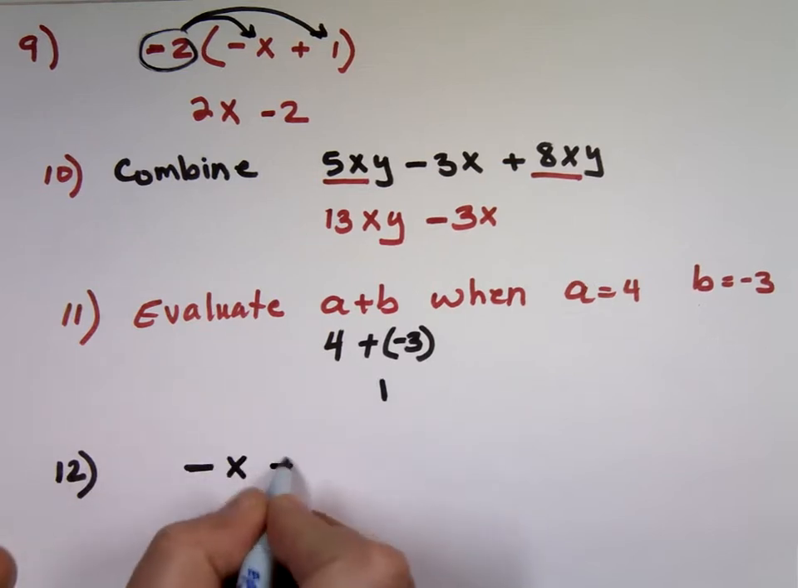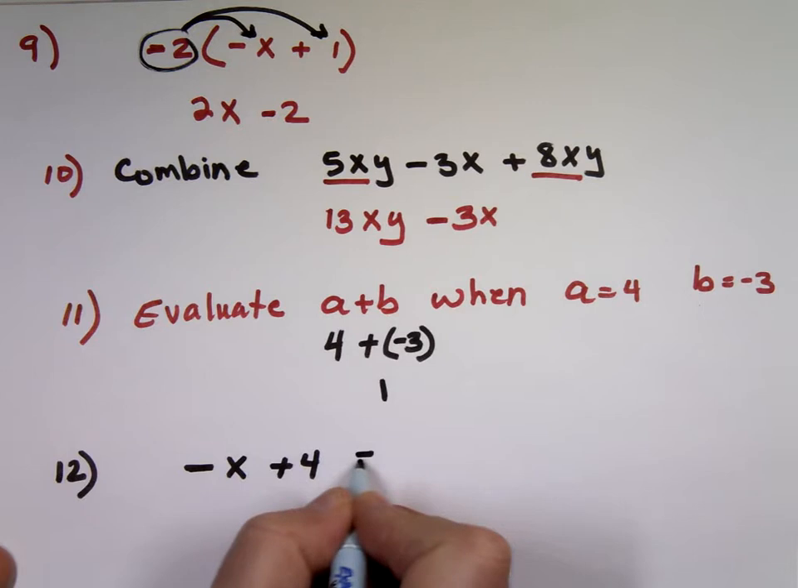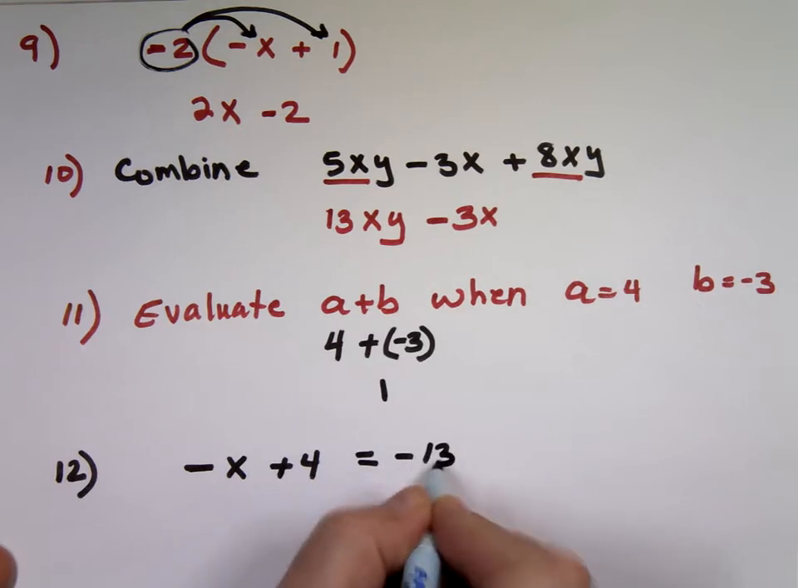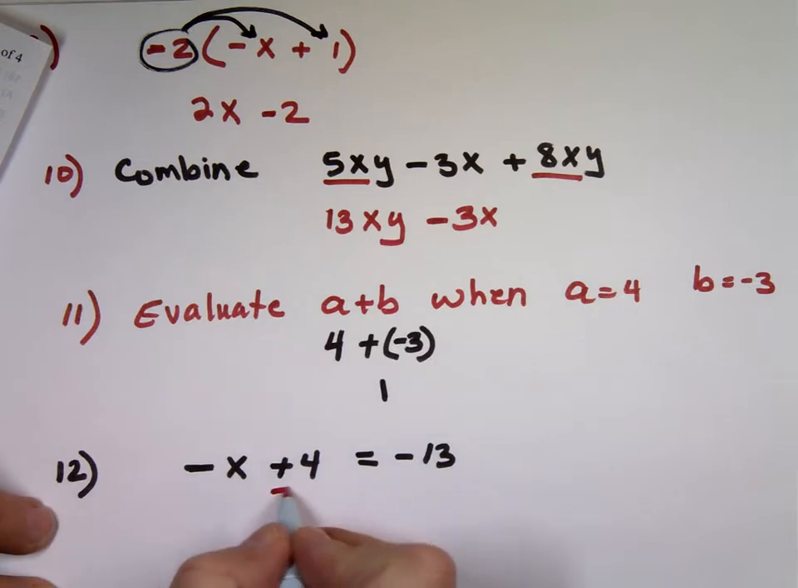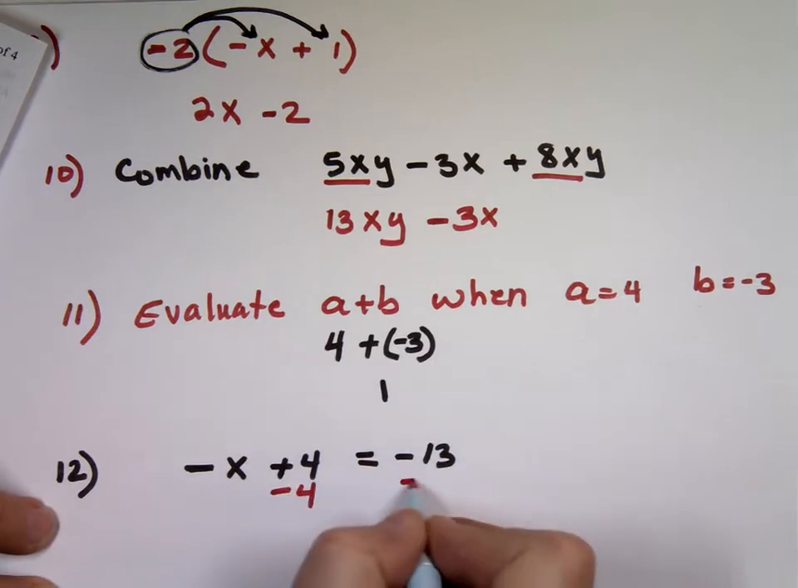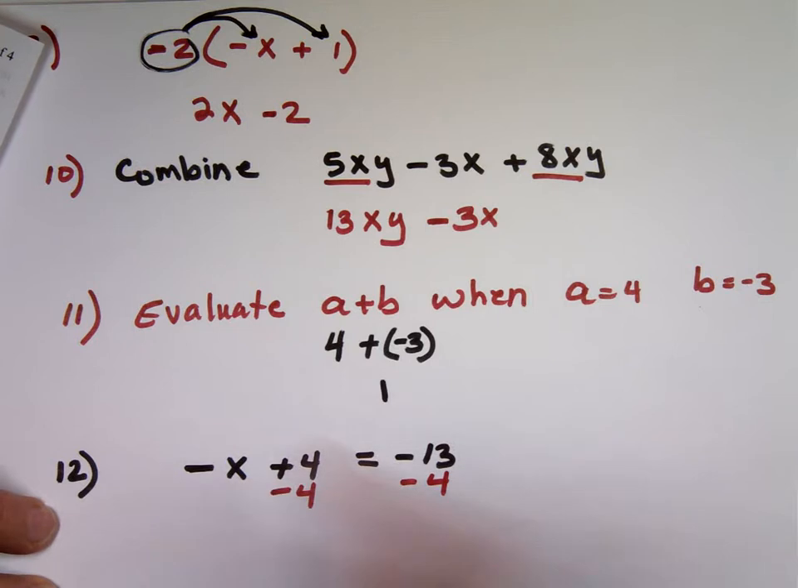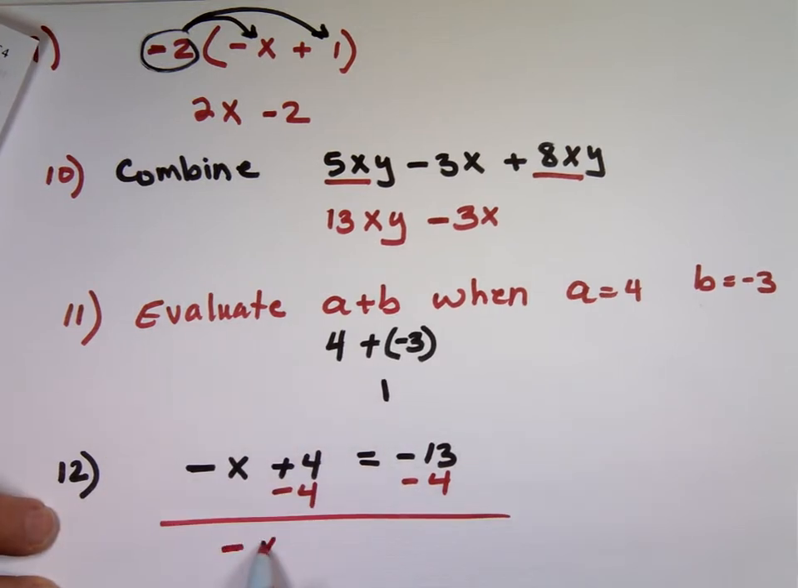-x plus 4 equals -13. That's an equation. Remember with the equation, your goal is all the x's on one side, all the numbers on the opposite side. So I can either subtract the 4 from both sides or move it to that side and use change side, change sign. It's the same thing. So you have -x equals what?